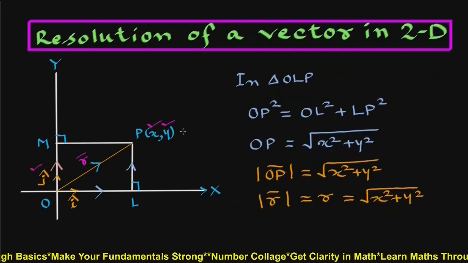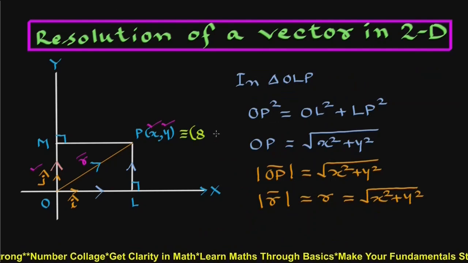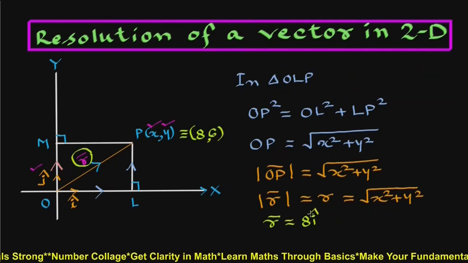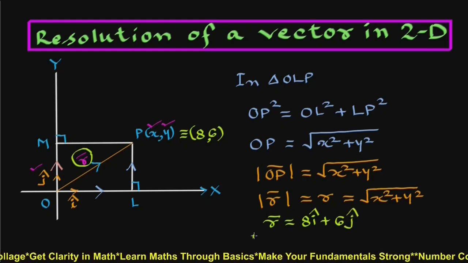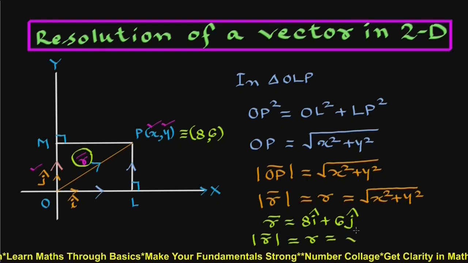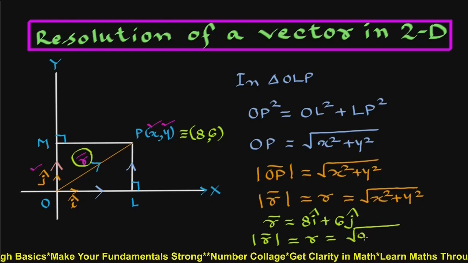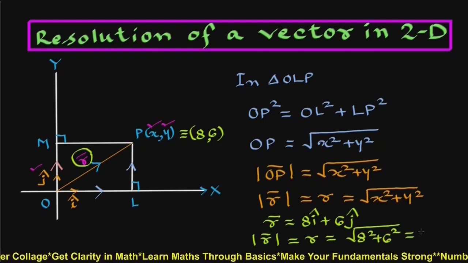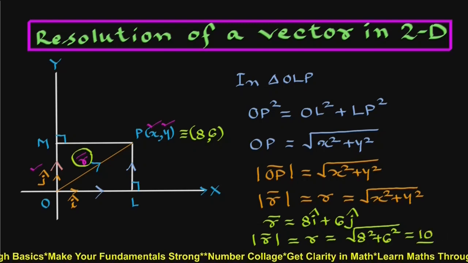If coordinates of point P are (8, 6), then vector r bar will be 8 i cap plus 6 j cap and its magnitude mod r bar will be r equals square root of 8 square plus 6 square, that would be square root of 100 or 10 units.